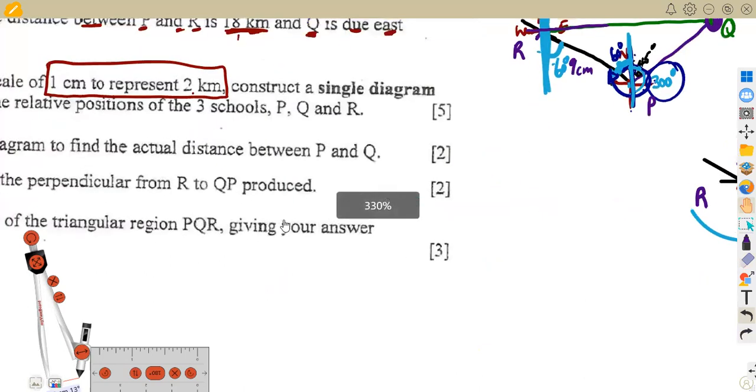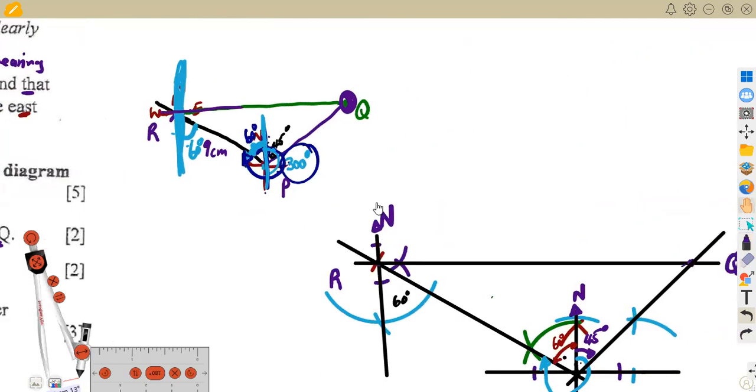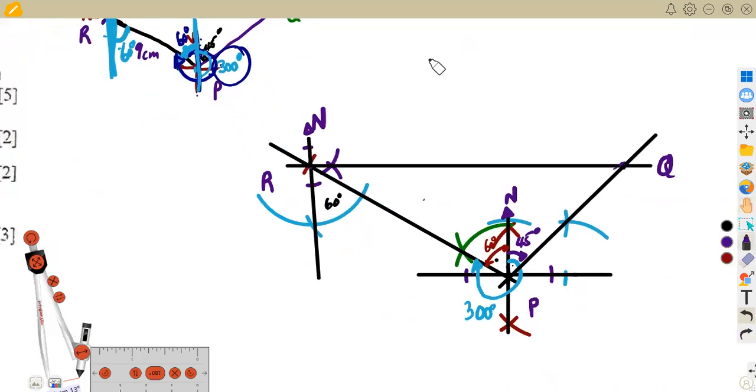All right, so we want to check the other part of the question, which is the item 2. Use the diagram to find the actual distance between P and Q. So there we need to measure the distance. So what you're going to simply do was to measure using your ruler, and don't forget the scale that 1 centimeter represents 2 kilometers. All right, so this is item 2, so you can even write it here. So you are going to measure from P to Q on your ruler.